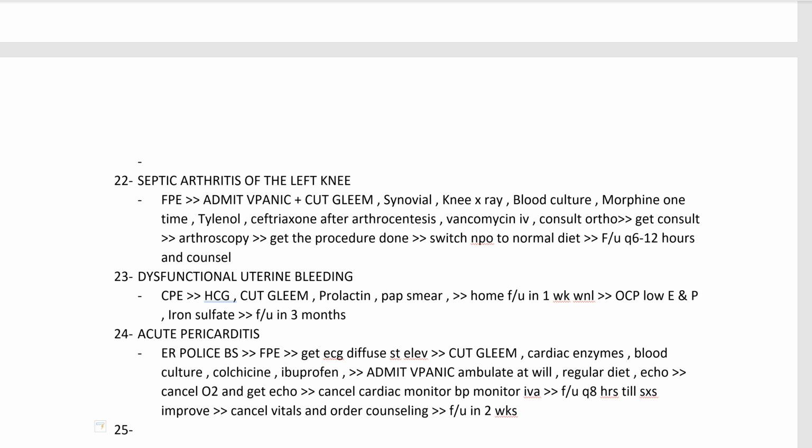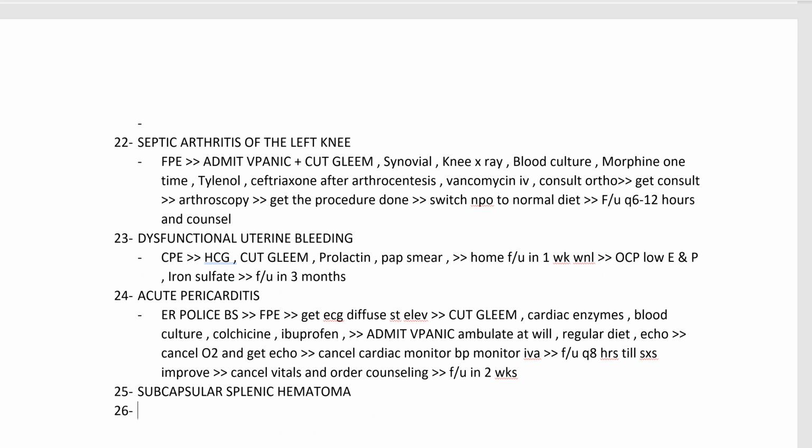Now, this is a very good case, and it's kind of tough, so you gotta be careful for this one, which is subcapsular splenic hematoma. Okay, this is what you want to do first. So this is present after a motor vehicle accident. So the first thing you want to do, cervical spine immobilization. And then you want to do the police BS.